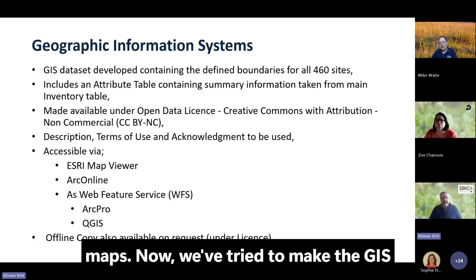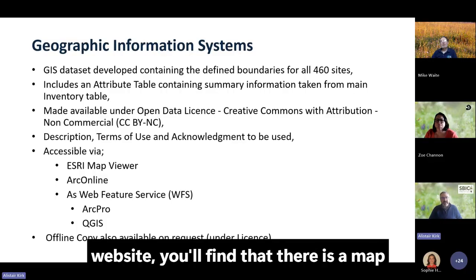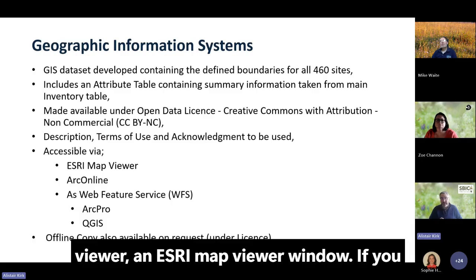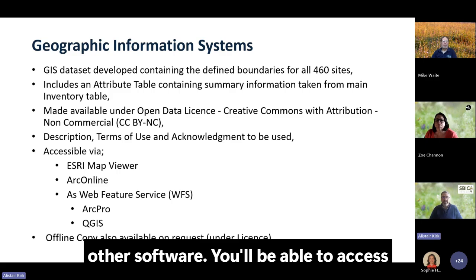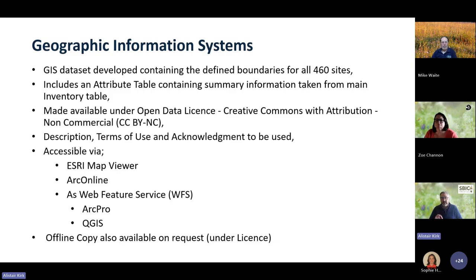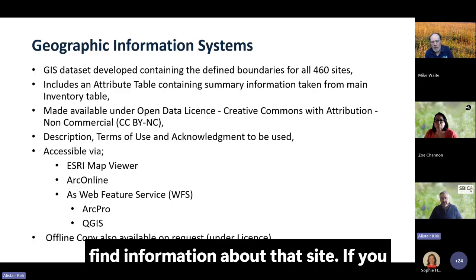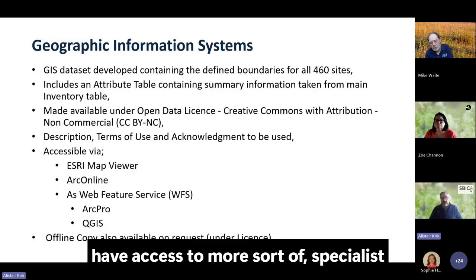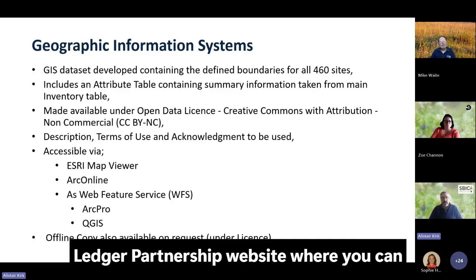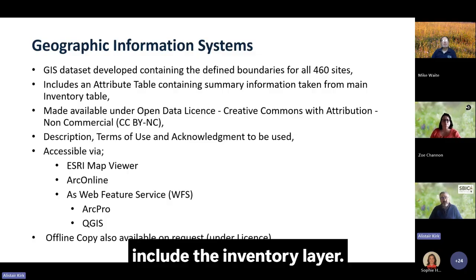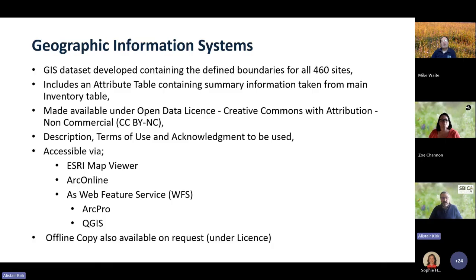Now we've tried to make the GIS layer as accessible as possible. So if you go onto the Nature Partnership website, you'll find that there is a map viewer, an Esri map viewer window. If you click on that, you don't need GIS or any other software. You'll be able to access the inventory layer and be able to move around the county, click on a site and find information about that site. If you have access to more specialist software, you'll find a link on the Nature Partnership website where you can include the inventory layer as part of an ArcGIS Online project.